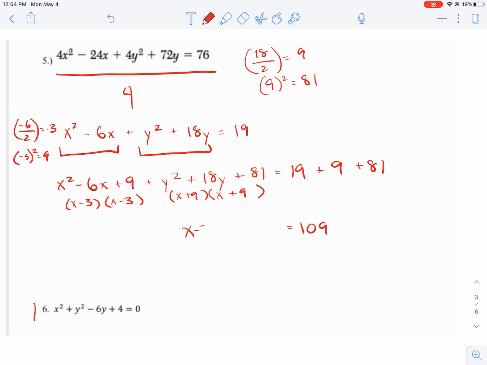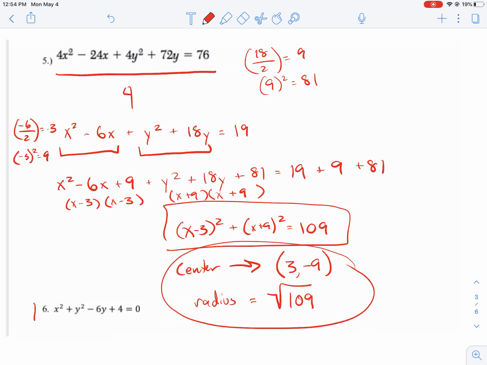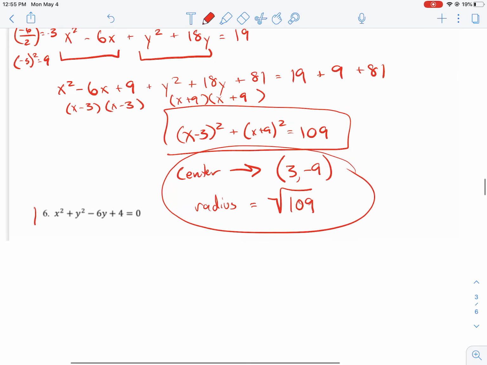So, this is going to be x minus 3 squared plus x plus 9 squared equals 109. And so our center, based off of this, because this is center radius form, remember, our center is going to be 3 comma negative 9. And then our radius, we're going to take the square root of that number. It's going to be the square root of 109. Okay? And that is our center radius. Okay, last one.